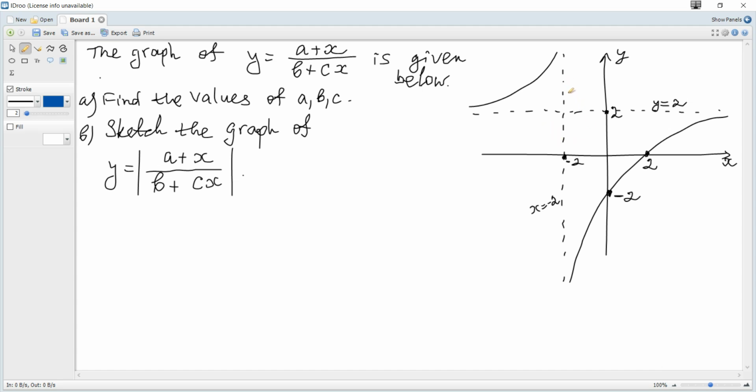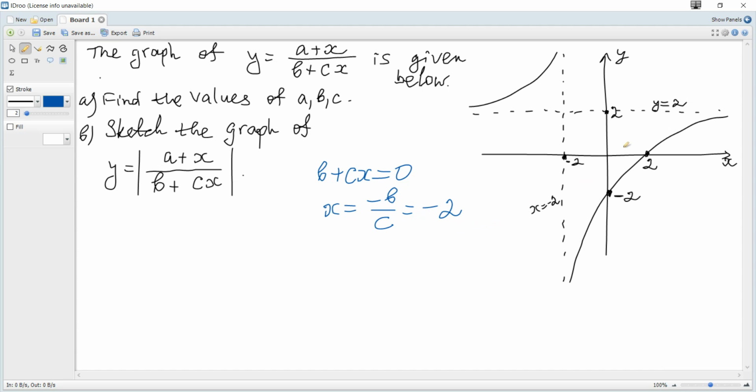We can see that there are two asymptotes, and we know that a vertical asymptote arises only if there is division by 0. So when b + cx is 0, x is -b/c, and we can see that it's -2. Hence, when x is -2, there is division by 0, and hence the function tends to plus or minus infinity, and hence there is a vertical asymptote. So the first equation is obtained, but we have two unknown variables.